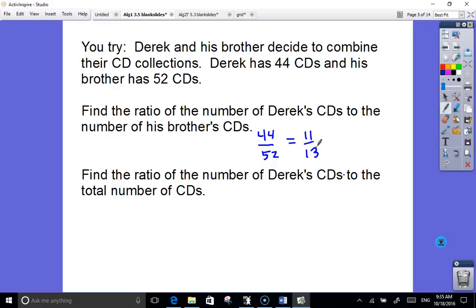Okay. Find the ratio of Derek's CDs to the total CDs. 44 over 96. So 44 plus 52 is 96, so it should be 44 over 96. And that can be simplified also. 11 over 24. Right? And you don't turn that into a decimal. It just needs to be the simplest fraction you can have. So that's the basics of ratios.